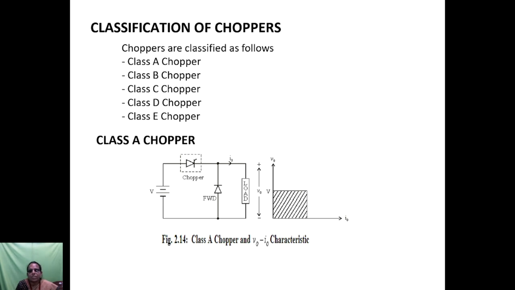When the chopper is in the off state, the energy stored in the load flows through the freewheeling diode. So the current circulates through this path, but the voltage will be 0. For a class A chopper, in the V-I characteristics, the chopper works in the first quadrant, and the output voltage will be V.